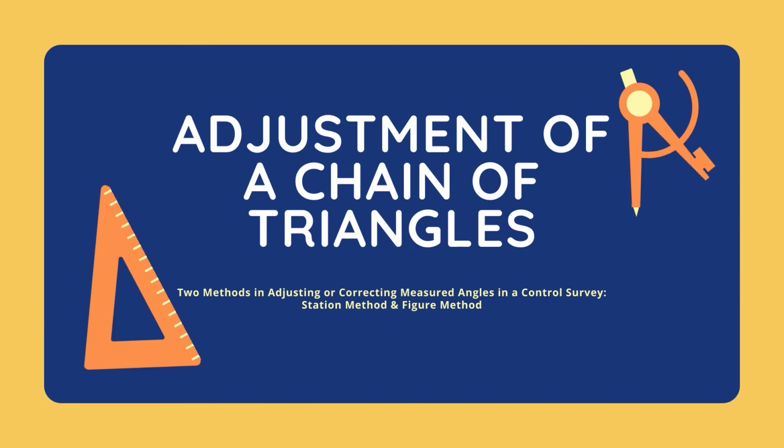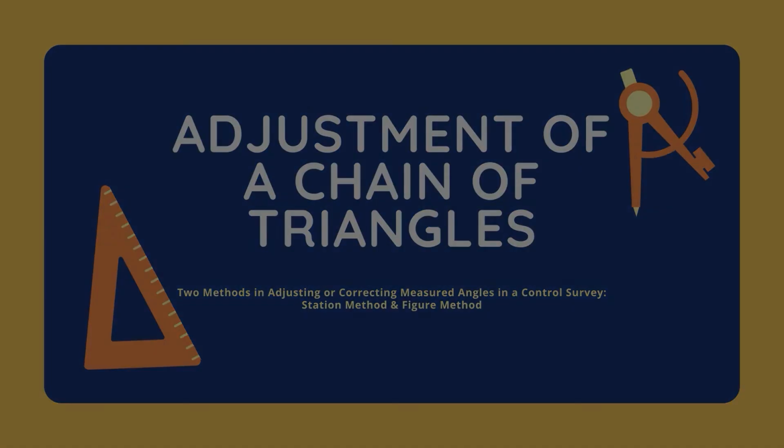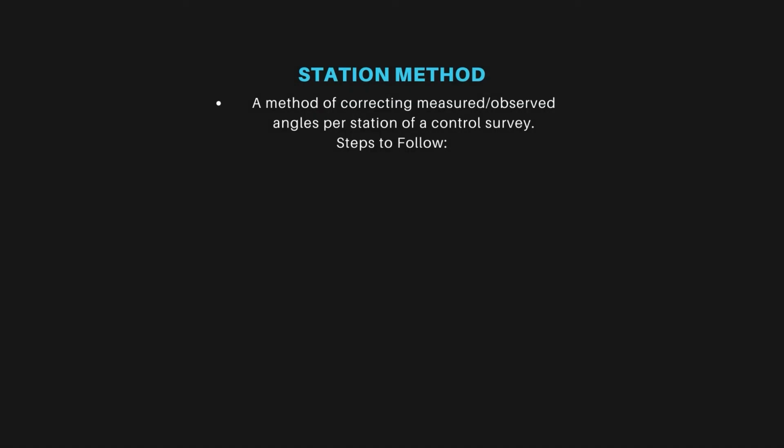chain of triangles. There are two methods of adjusting or correcting measured angles in a control survey, and these are station method and figure method. These methods should be executed consecutively in the same order. So first is the station method. This is a method of correcting measured or observed angles per station of a control survey. There are 5 steps to follow in executing a station method.